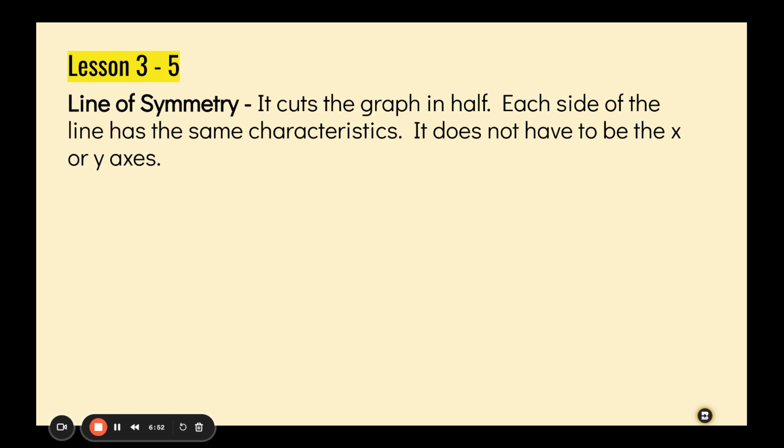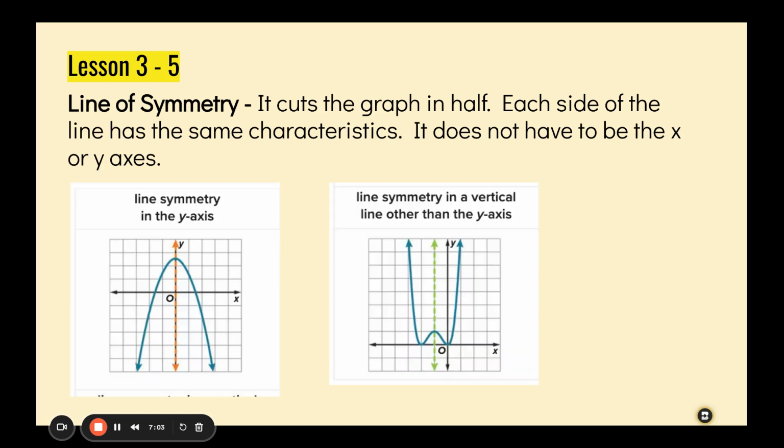Okay, line of symmetry. It cuts the graph in half. Each side of the line has the same characteristics. It does not have to be the x or y axes. Now, I happen to have examples of this being the y-axis, but right here, look, it's not the y-axis here. It's next to the y-axis, but it is not the y-axis.